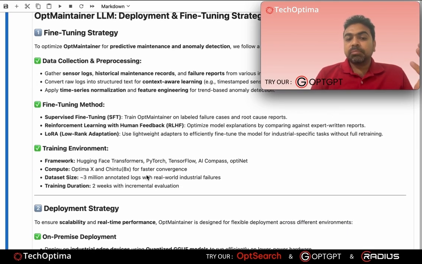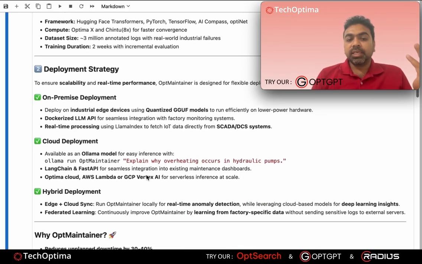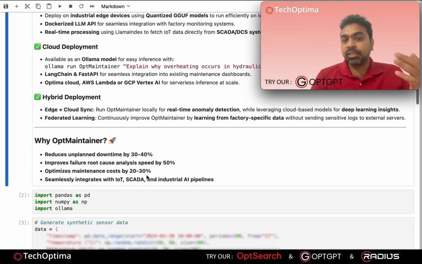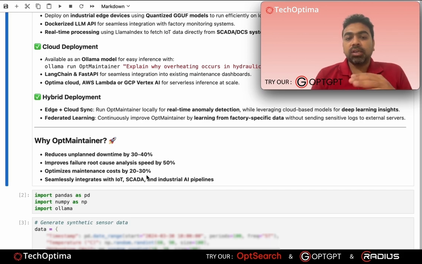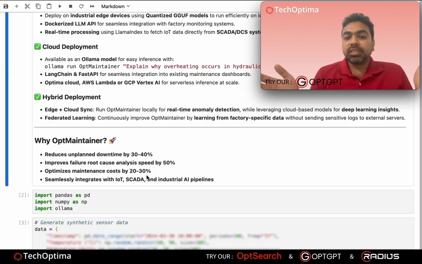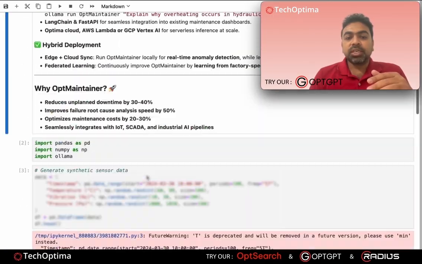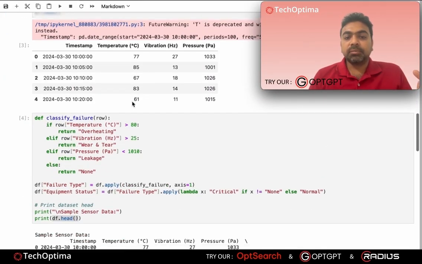And by using this particular model, what do people really get out? Basically it reduces the downtime, improves the root cause analysis, optimizes the maintenance cost, and seamlessly this particular model can integrate with whatever industrial AI applications or industrial legacy systems you are using. And this is how this use case can be presented and this model can be used.